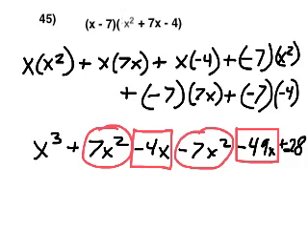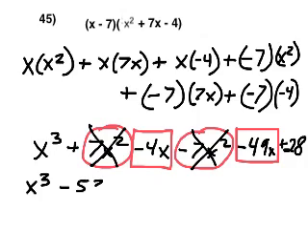Okay, so we have x cubed, then 7x squared plus a negative 7x squared. That goes away. I'm just going to cross that out because they're opposites, they become 0. Negative 4x plus a negative 49x gives me a negative 53x. And then we have our 28. And that's the answer.